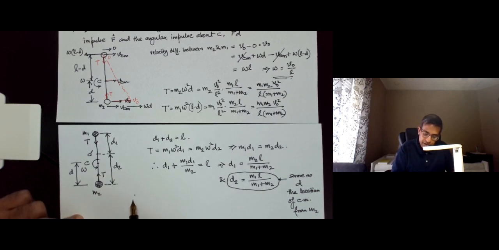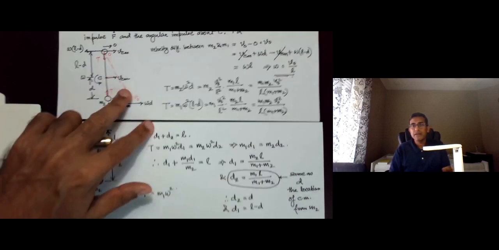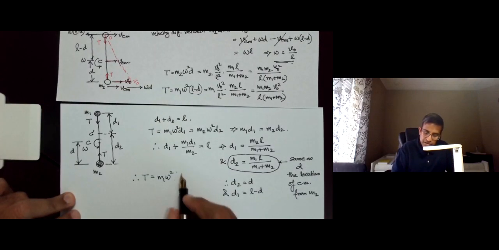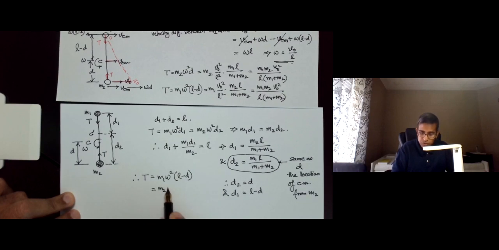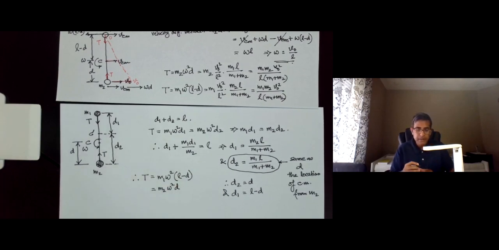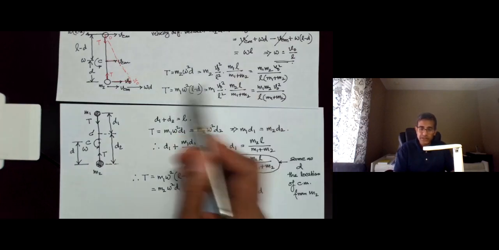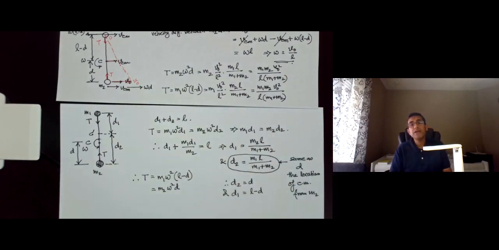And so then we can say that the tension is equal to M1 omega squared, so this is D2. Therefore we can say D2 is equal to D, and D1 is equal to L minus D, right? And so we can say that the tension is equal to M1 omega squared (L minus D), which is equal to M2 omega squared D. Okay, and we have just shown these calculations and they give us the same tension in the string.